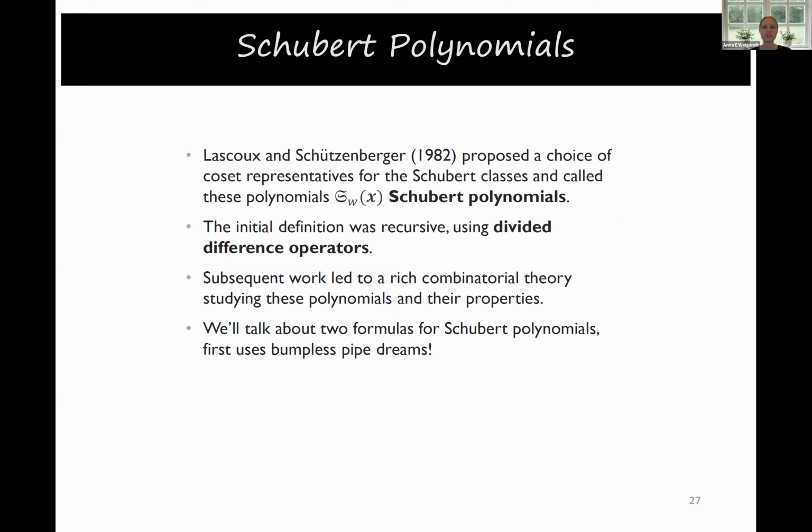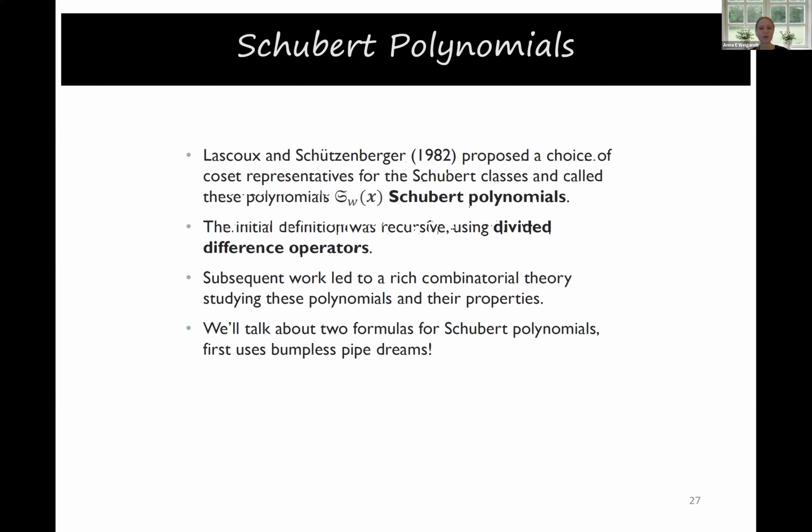Okay, so Lascoux and Schützenberger proposed a choice of coset representatives for the Schubert classes, and they called these things Schubert polynomials. Their initial definition was recursive, using divided difference operators, and subsequent work on Schubert polynomials led to a big combinatorial theory that studies the polynomials and combinatorial formulas for them, with a particular interest in understanding combinatorial ways to multiply them, going back to the original motivation of understanding the cohomology ring of the flag variety combinatorially.